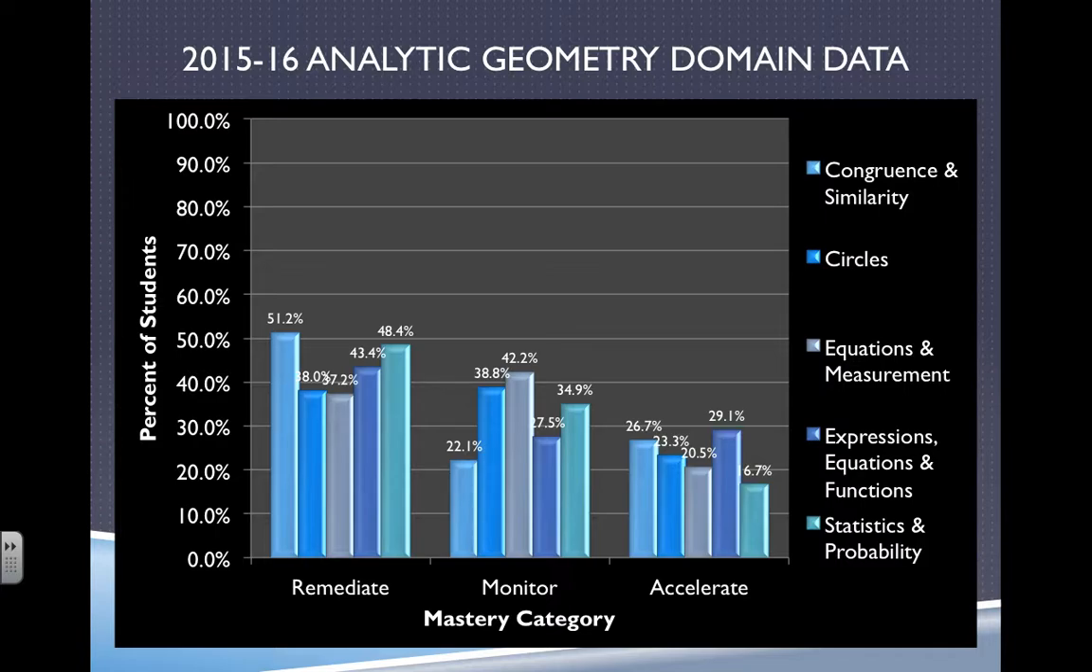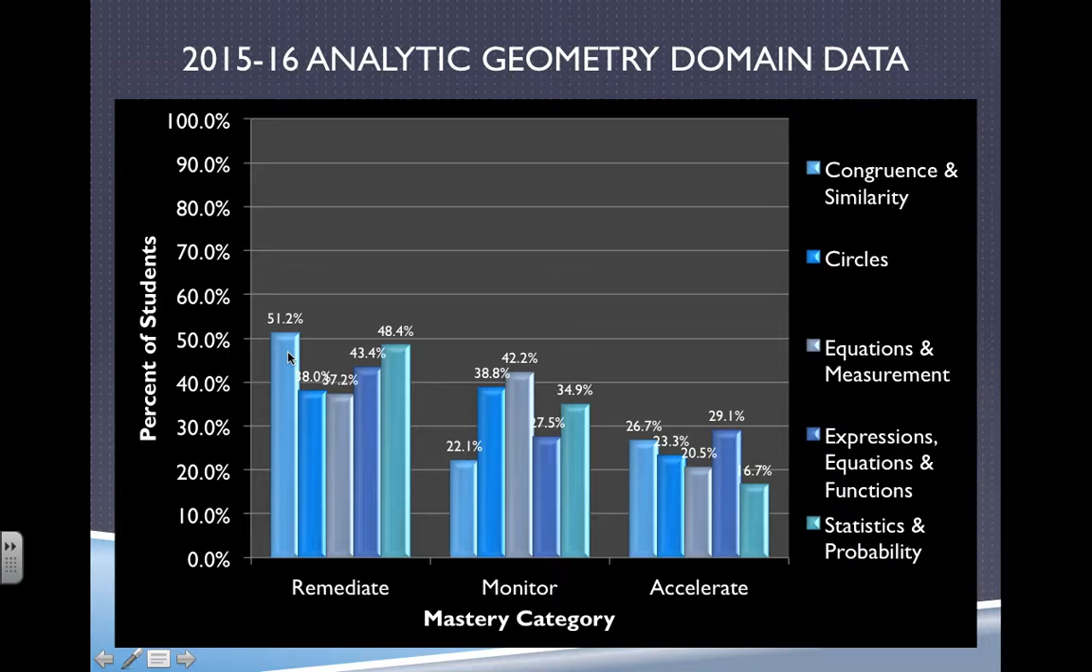And then looking at the domain data, analytic geometry has a few more domains. It should back down when we're looking at data next year, but for now we have 5. Congruence and similarity, circles, equations and measurement, expressions, equations, and functions, and statistics and probability. We've got some standards that need some remediation.